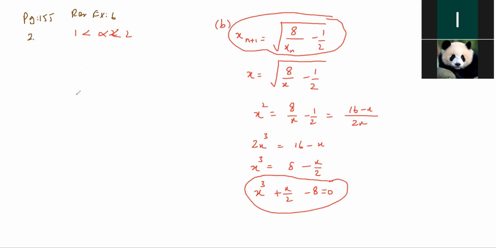Any idea why I've written this at the top? Sir, because we know that's where the root is.